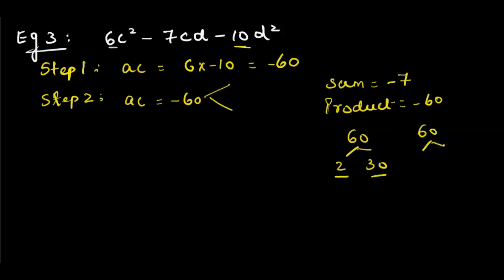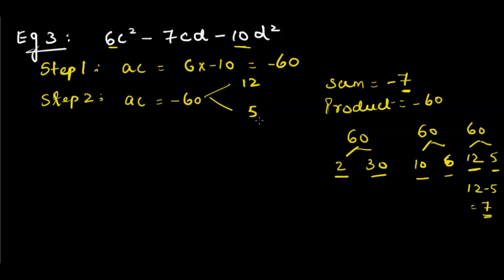Another factor of 60 if we take is 10 and 6. So if we add 10 and 6, we would be able to get 16, whereas when we subtract it, we would be able to get a 4. That means this does not work. Another factor we can use is 12 and 5. Now here we notice that when we add 12 and 5, we get a 17, whereas when we subtract 12 and 5, we get a 7. Therefore, the two numbers that give us a 7 would be 12 and 5.